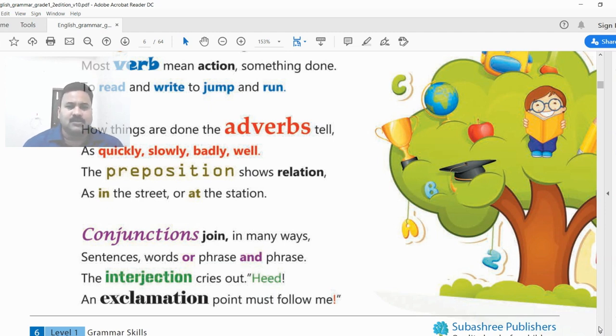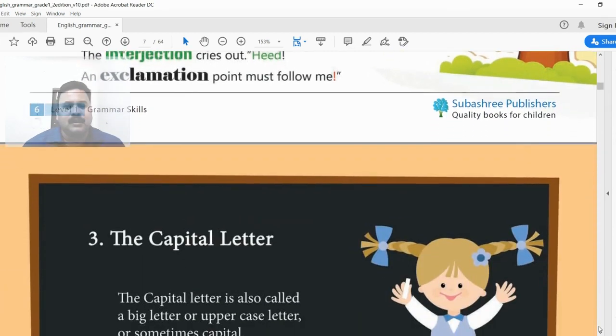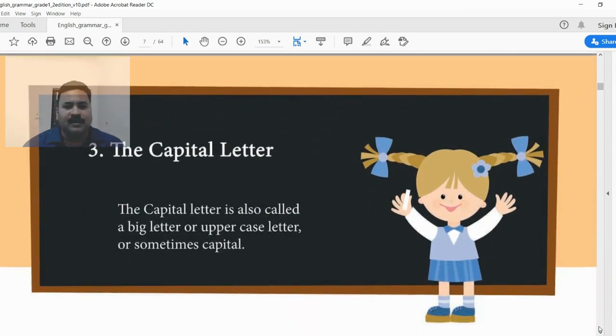That is interjection. So the 8 parts of speech, let us recollect. These are noun, pronoun, adjective, verb, adverb, preposition, conjunction, and interjection. Hope you remember well. Now let's move to the next topic, that is the capital letter.